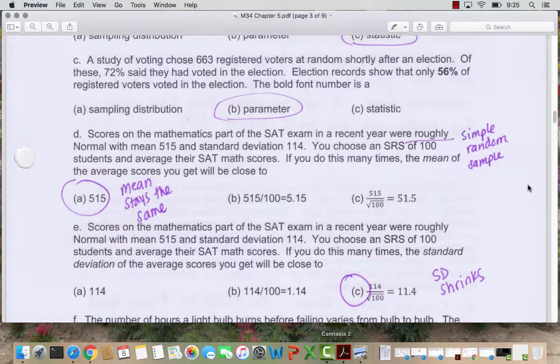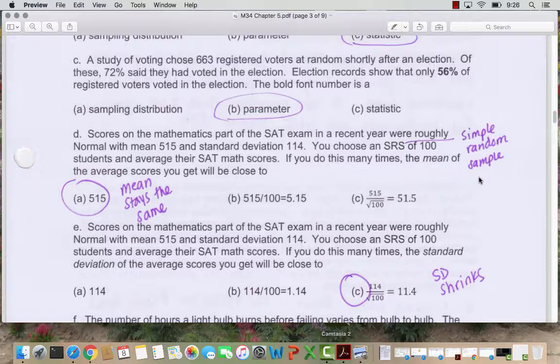Question D is about scores on the mathematics part of the SAT exam. So we're told that they were roughly normal, the standard deviation is 114, and you're choosing a simple random sample. So note SRS is just shorthand for simple random sample. So what's going to happen to the mean if you choose very many simple random samples? Well, remember, we expect the mean should stay the same.